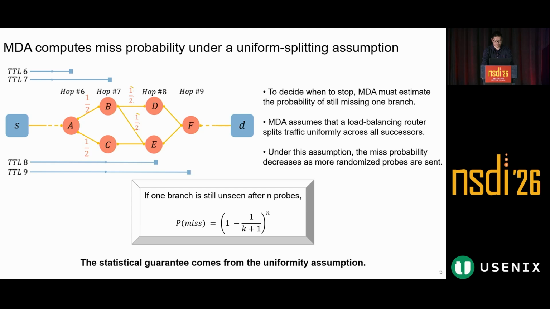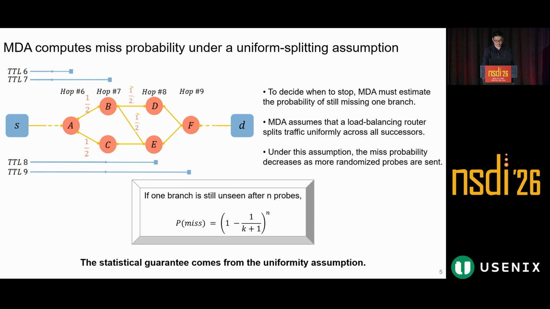If one branch remains unseen after n probes, the probability of still missing it decreases exponentially with n. For example, if there are two equally likely successors, then after n probes, the missing probability is (1/2)^n. After 6 probes, this is about 1.6%, which is already below 5%. So MDA can stop and claim a 95% confidence guarantee. This is why the uniformity assumption is so important. It is exactly what makes the statistical guarantee possible.